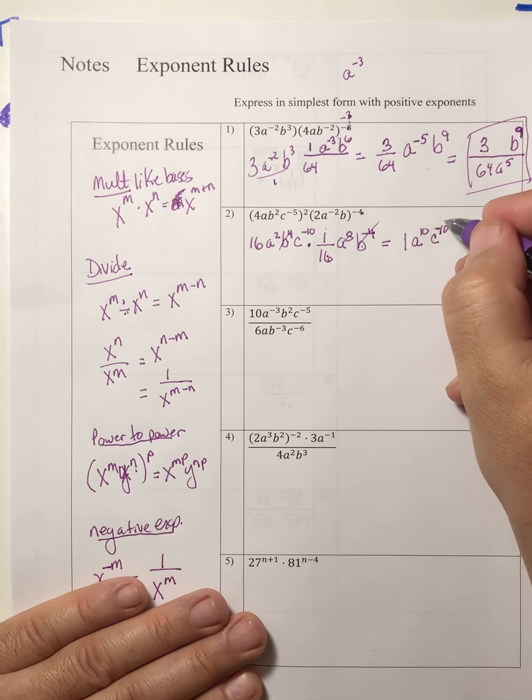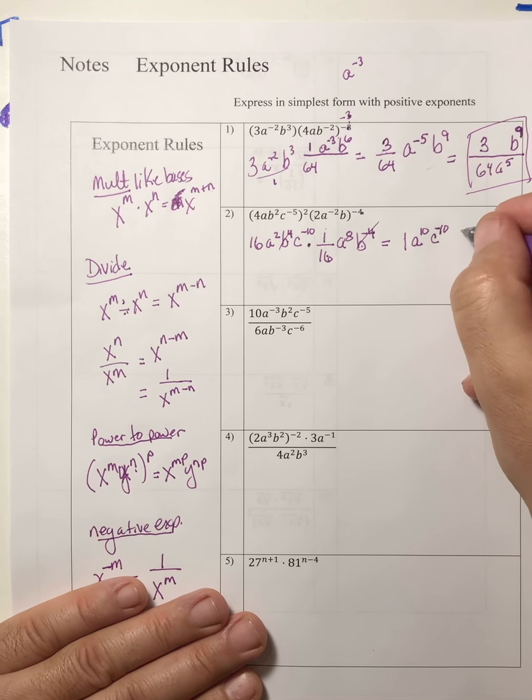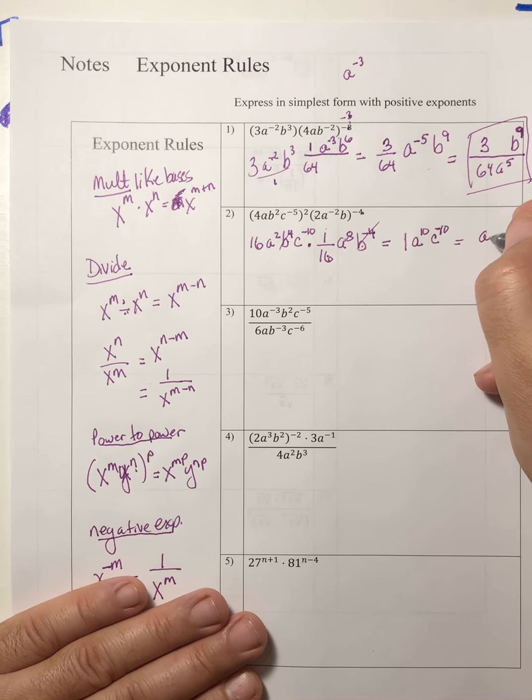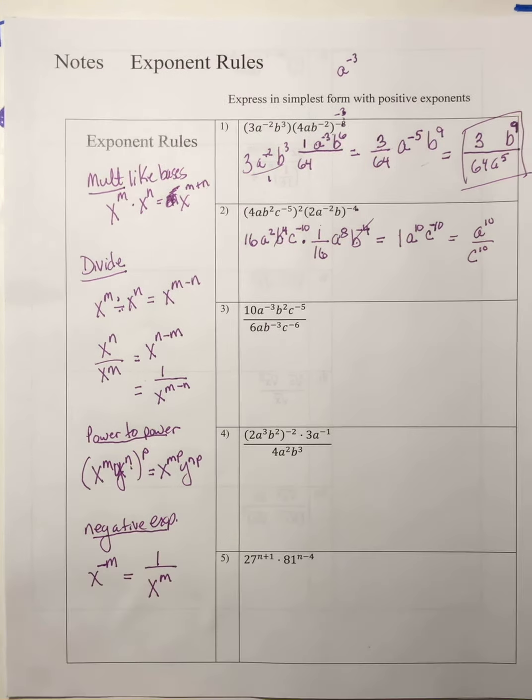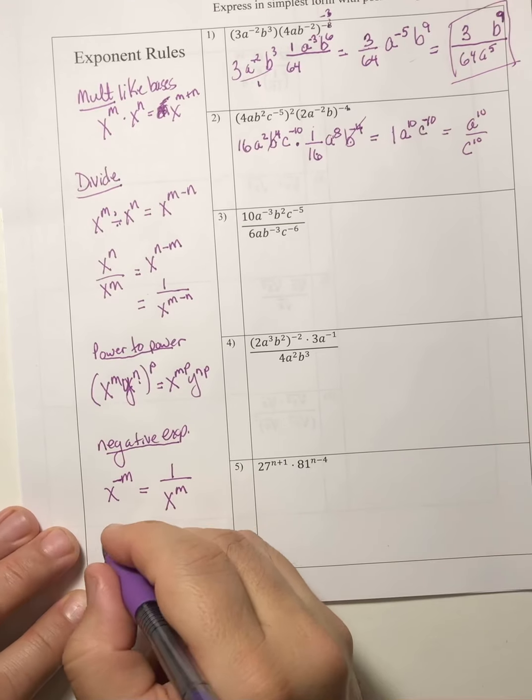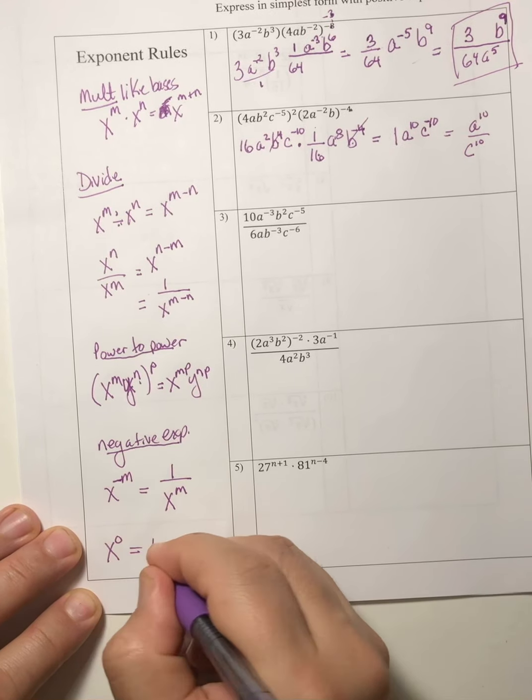And now where do I take care of the negative exponent? They go down. That has to go down. So I have a to the 10th over c to the 10th. Oh, that's a rule I left out. Anything to the 0 power is 1.